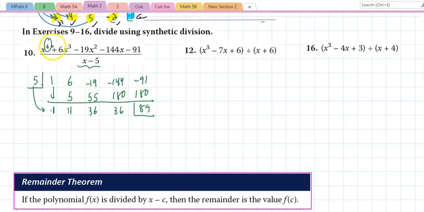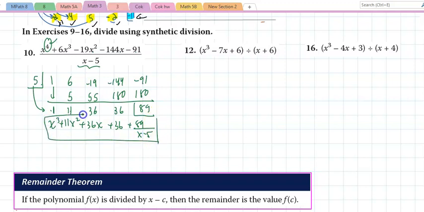And my answer would be, you start with x to the 4th. My answer would be x cubed plus 11x squared. And you move in order. 36x plus 36 plus 89 divided by x minus 5. Long division on this could take you some time. You should try it, whenever you have a lot of free time. Play with those. Again, this problem, use synthetic division.